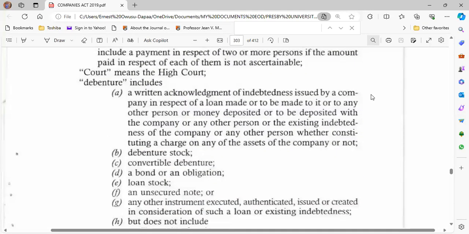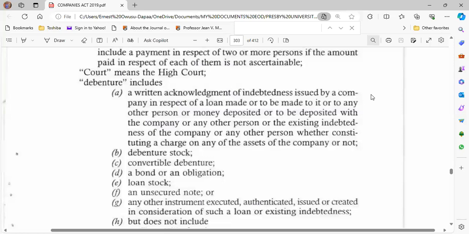So all the things which are listed in A to H are instances of debenture, but A gives us some reasonable definition, and that should help us to determine what other members could be added to the list. So A says that debenture includes a written acknowledgement of indebtedness. So that is the bottom line.